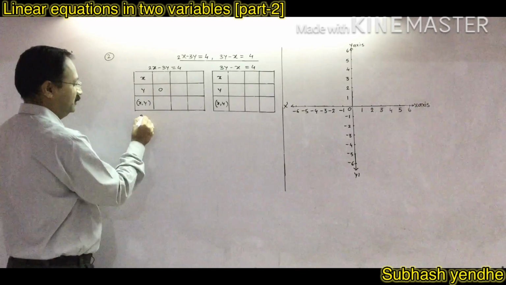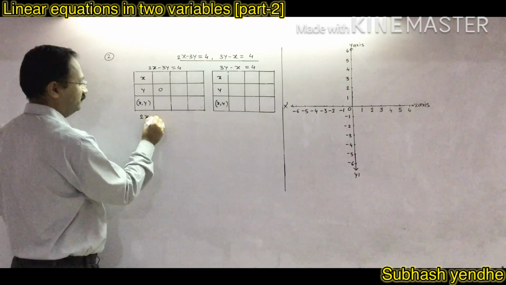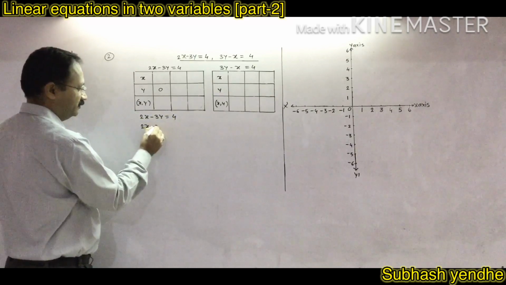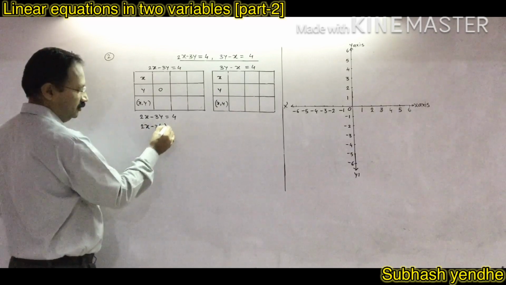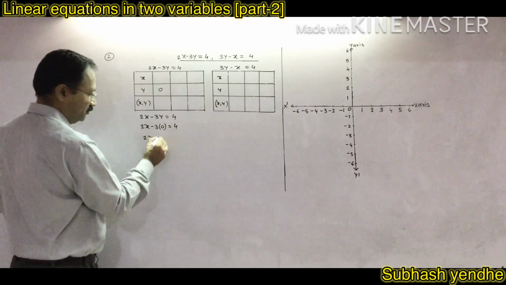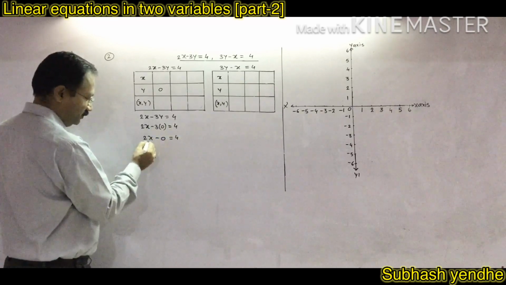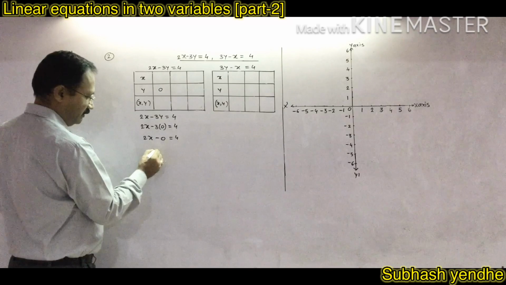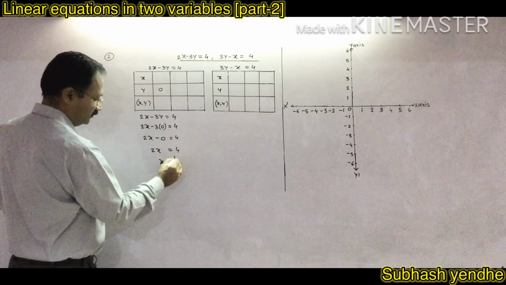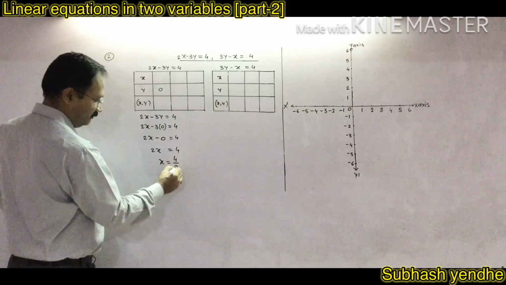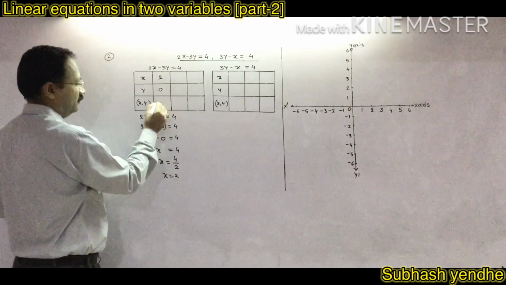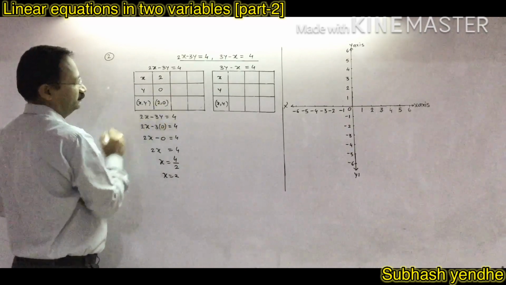So what will happen? If you solve this one, 2x minus 3y equals 4. So 2x will be as it is, 3 in bracket 0, the value of y. So 2x minus 3 zeros are 0 equals 4. Now 0 doesn't have any value, so 2x equals 4. 2 goes to that side, so x equals 4 divided by 2. So x equals 2. So this is the coordinate for x and y: 2, 0.